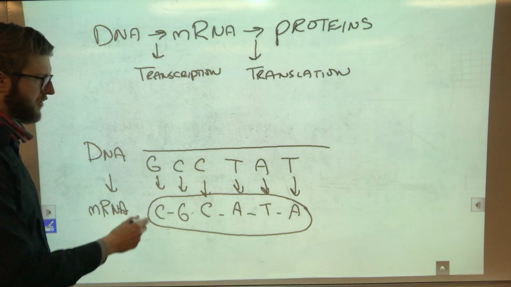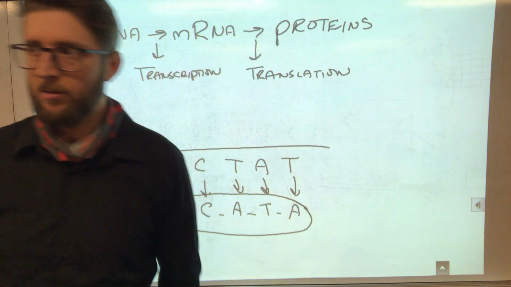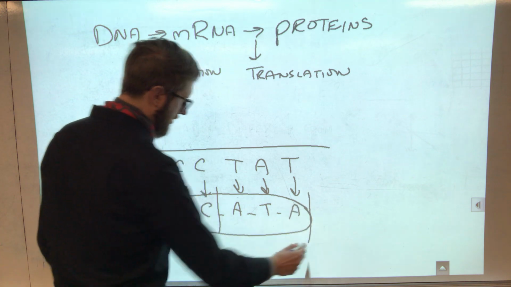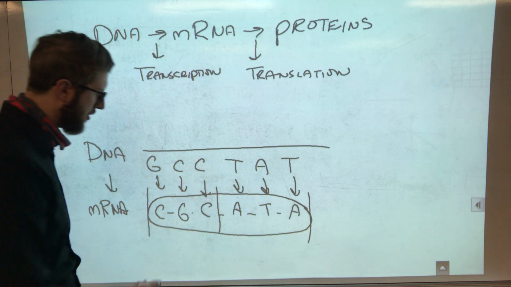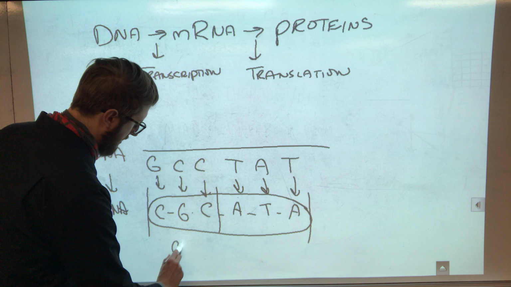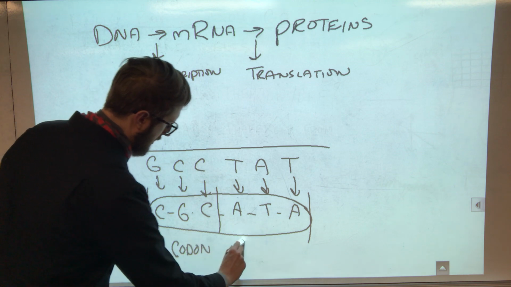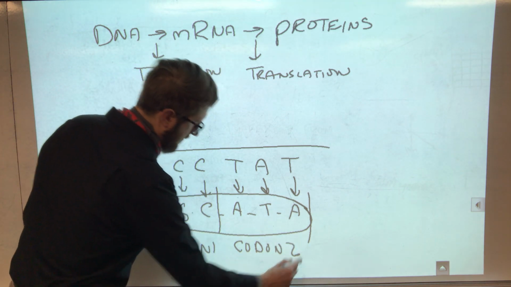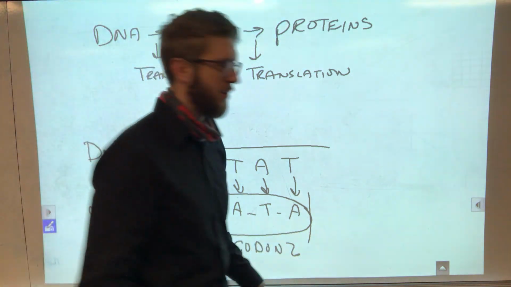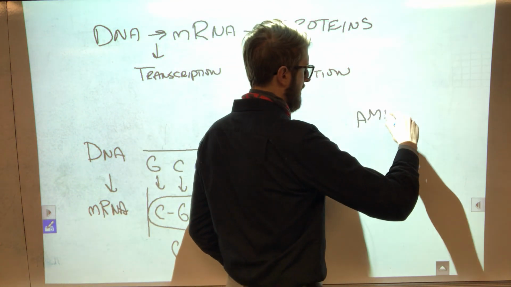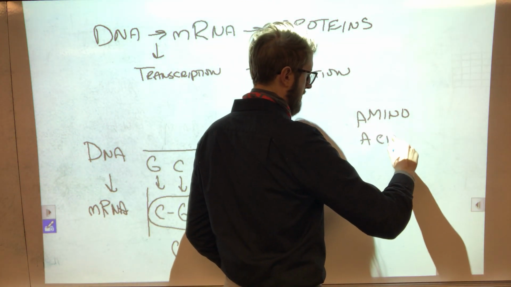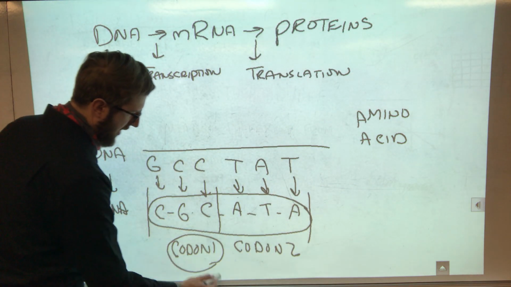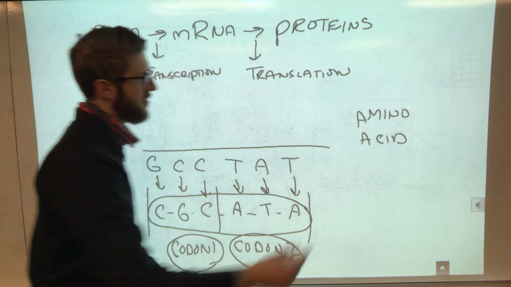And then the mRNA strand gets used to make the protein. But how do we do that? Well, remember, you got to break it up into groups of 3. And each group of 3 is what we call a codon. So we have codon 1 and codon 2, okay? And each codon codes for the production of an amino acid. So this will make an amino acid, and this will make an amino acid.